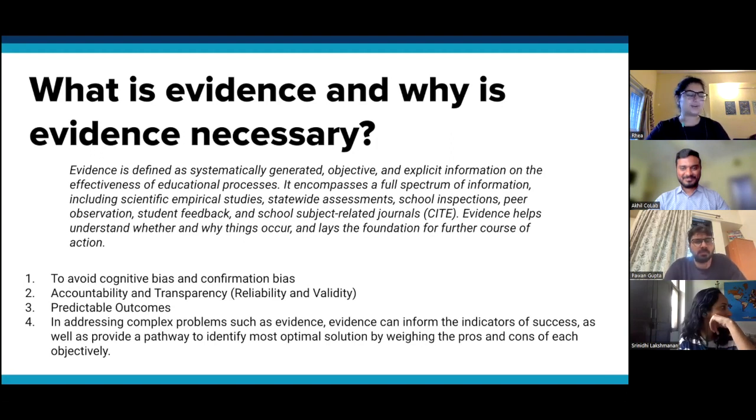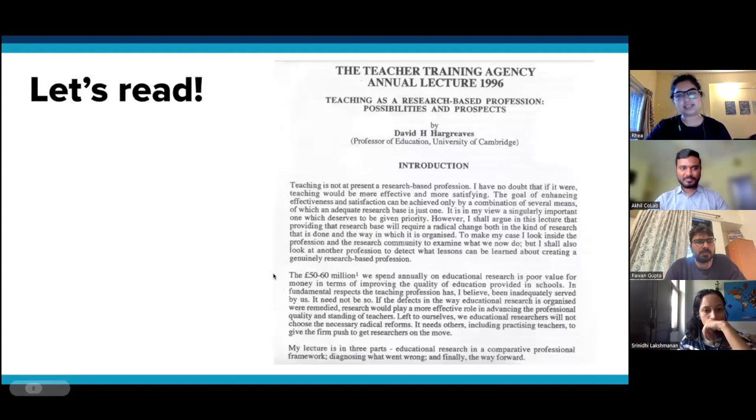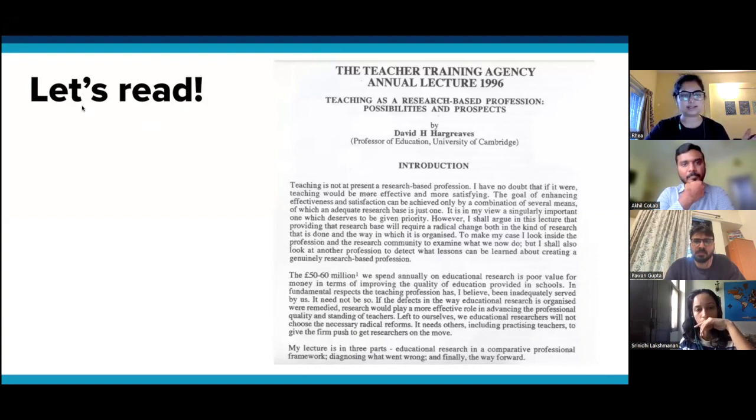But now let's go ahead and read a little bit, right? So there's this paper that we came across while doing our secondary research. This paper is basically a lecture by this one person, David H. Hargreaves. He is talking about teaching as a research-based profession. What are the possibilities of it and the prospects? Right? This is from 1996. It's old, but I really think we should read through this paper this time.